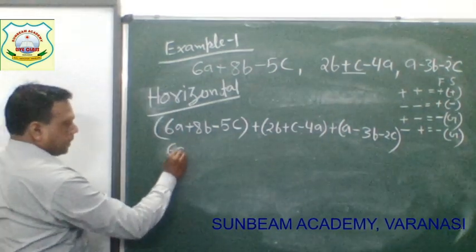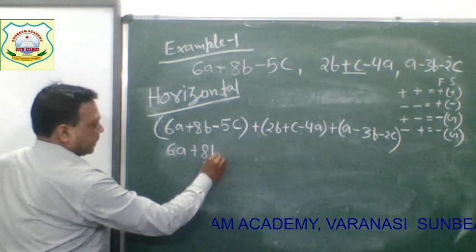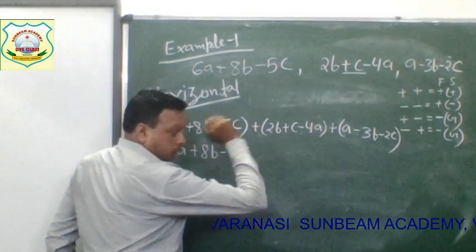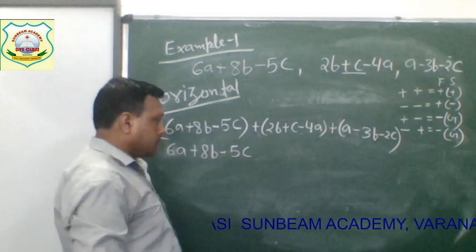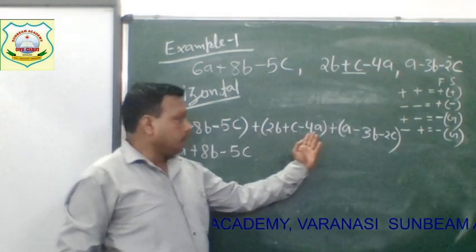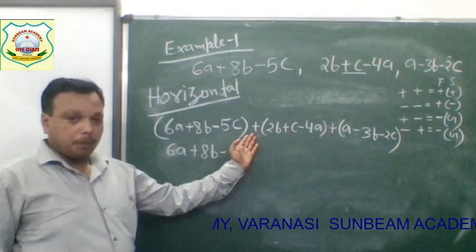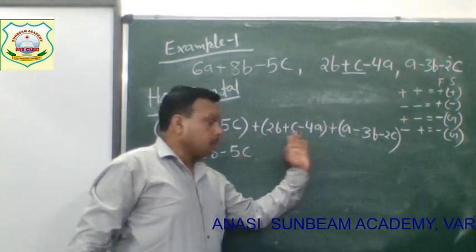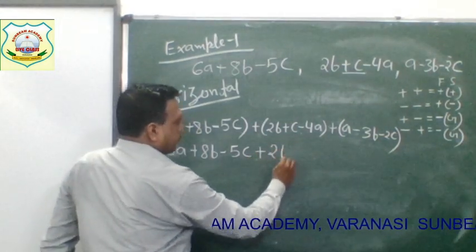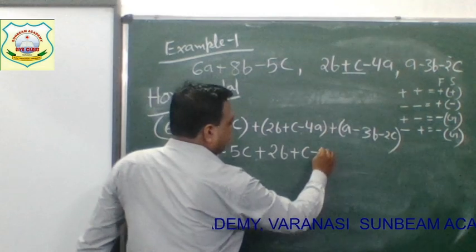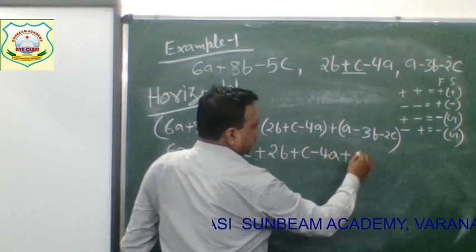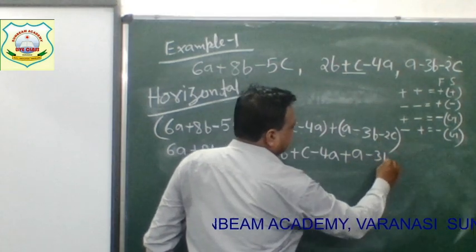6a plus 8b minus 5c. A plus sign is here, so no sign will change after opening the bracket. In the previous class, class 7, we told you if minus is here, all signs will be changed, but here it is only plus, so in the case of a plus sign, the sign will not change. Okay, students? So plus 2b plus c minus 4a, plus here also plus, so no sign will change, a minus 3b minus 2c.